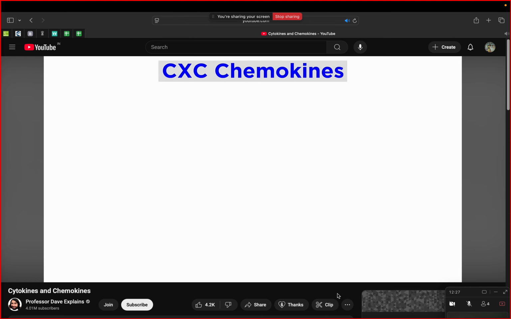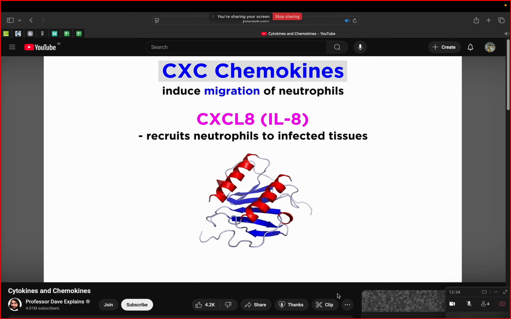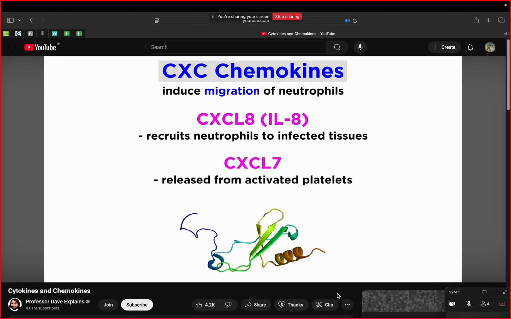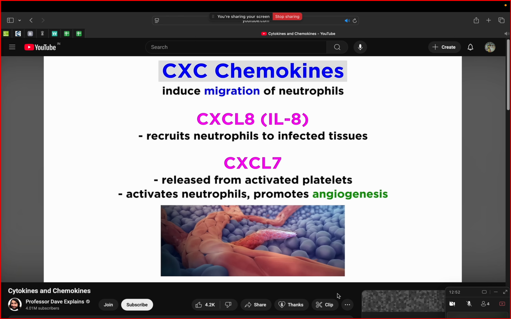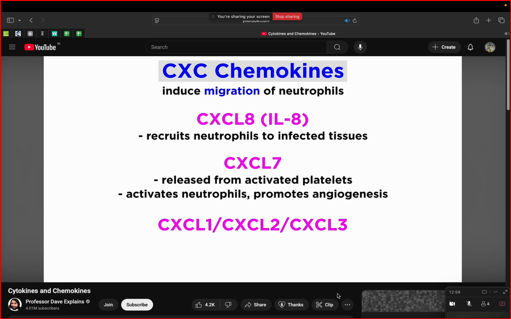Then there are CXC chemokines. These tend to promote neutrophil migration, and they include the following. CXCL8, also known as IL-8, recruits neutrophils to infected tissues. CXCL7 is released from activated platelets. This chemokine activates neutrophils and promotes angiogenesis, which is the growth of new blood vessels. This is especially important following injury and during tissue repair.